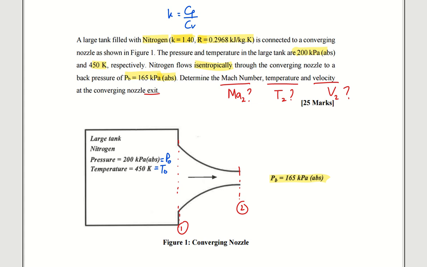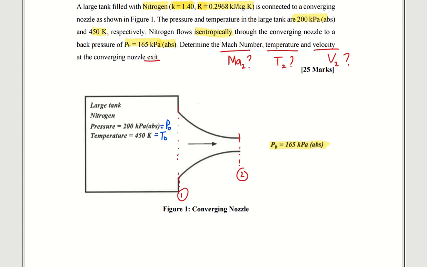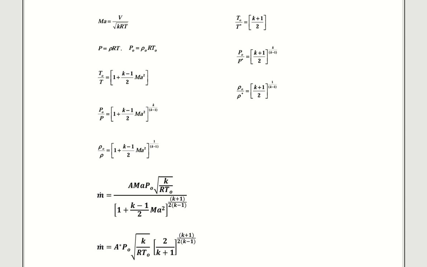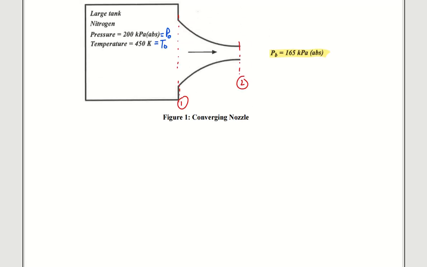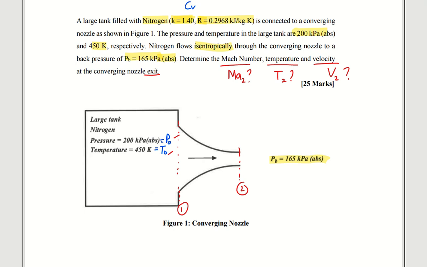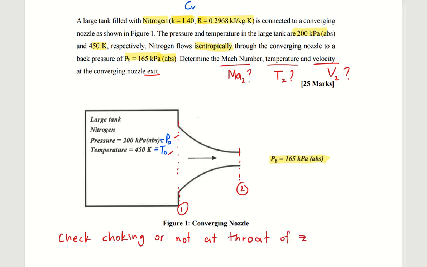Alright, so for the Mach number, if you look at the equations provided, these are the equations that you can use to find the parameters or the properties. We have a few equations that have Mach number in them. However, we need to know what the given information is. Since we only have P naught and T naught, and we also have PB here, we can actually check. The first thing that we need to do is to check whether there's choking or not at the throat of the nozzle.